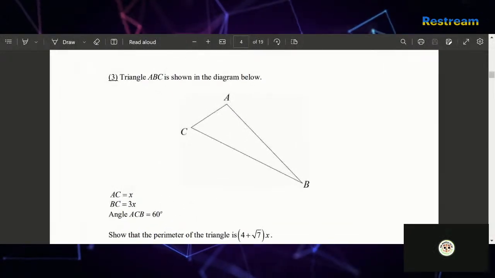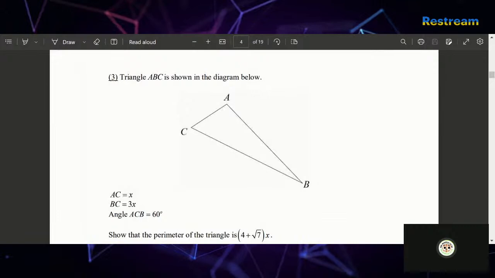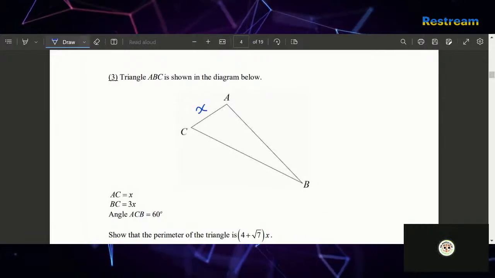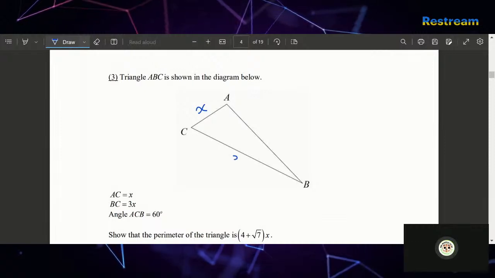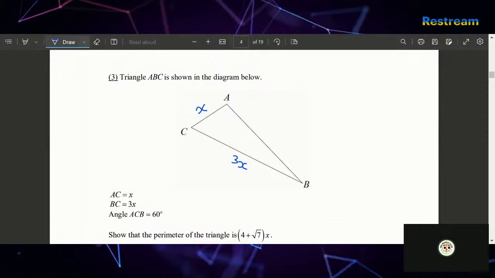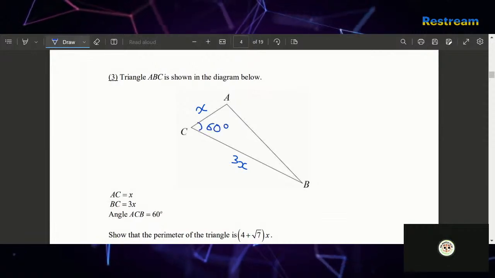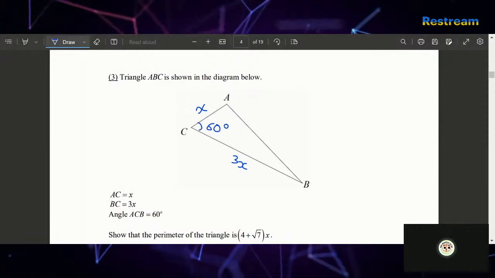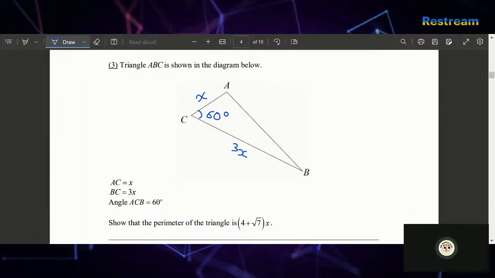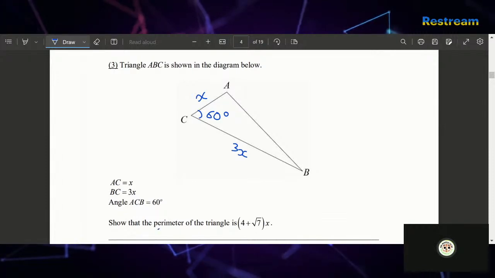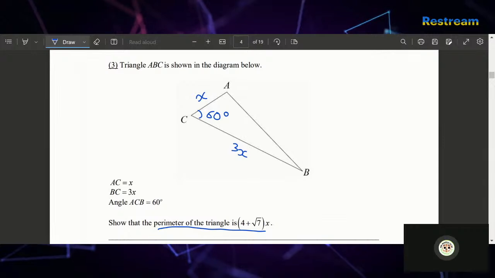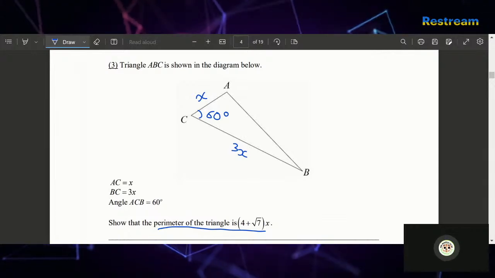Triangle ABC is shown in the diagram. AC is x, so let's label the diagram x, and BC is 3x. Angle ACB is 60 degrees. We need to show that the perimeter of the triangle is (4 plus root 7)x. To show that, we need to find the side AB.